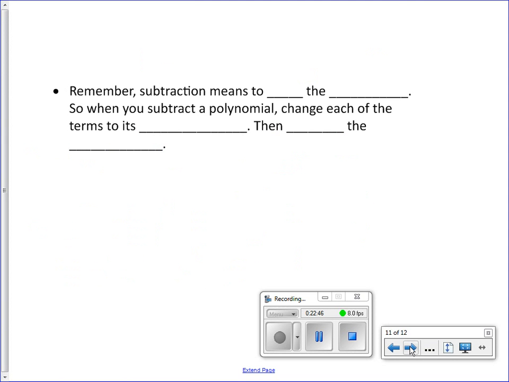Okay, finally we're going to subtract polynomials, and you need to remember that subtraction means to add the opposite. And this is certainly a case where if you do this, you'll make fewer errors. So when you subtract a polynomial, change each of the terms to its opposite, and then add the like terms. All right, so here we go.